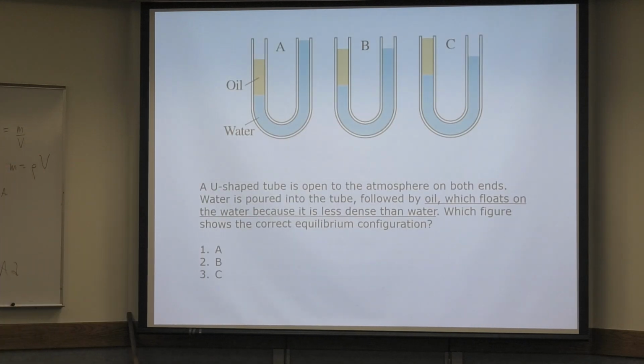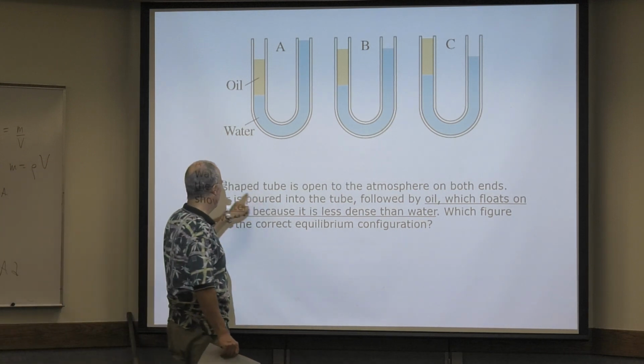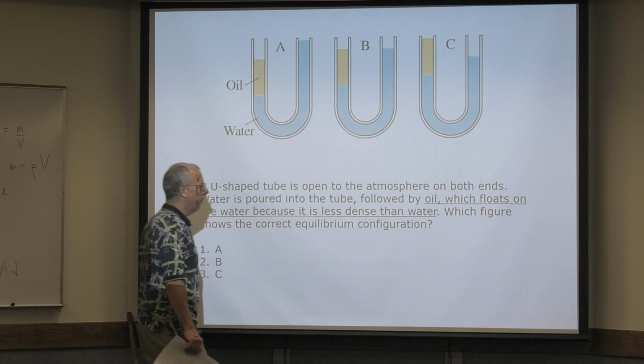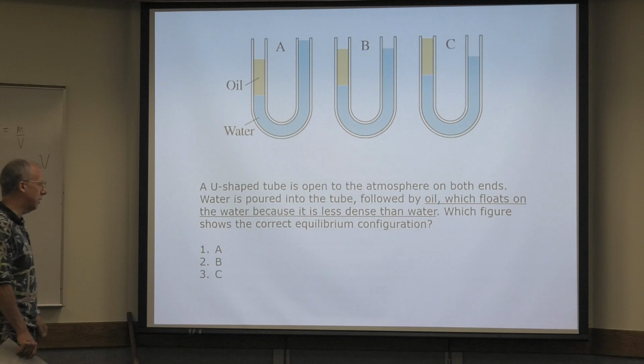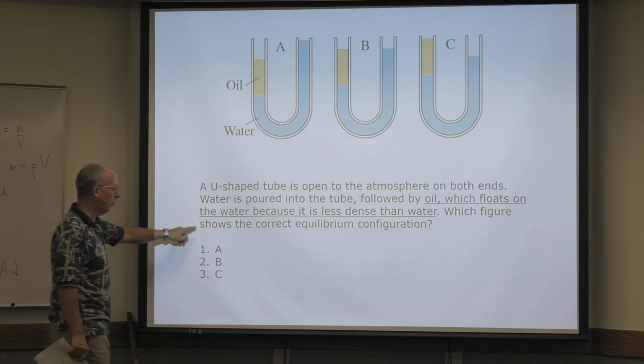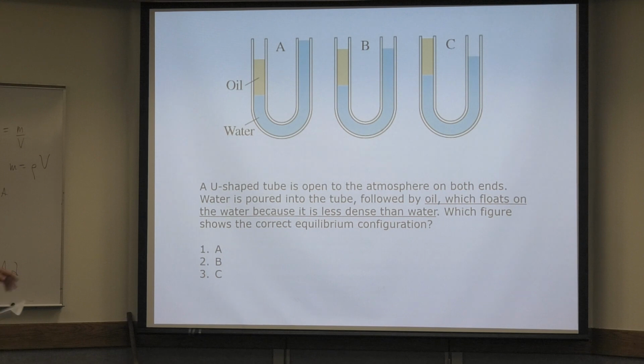All right, this is a tough question. A U-shaped tube is open to the atmosphere on both ends. You can see that. Water is poured in the tube, followed by oil. Now, oil floats on water because it's less dense than water. We'll talk about that later on. So the oil is floating on the water because it's less dense, rho. Which figure shows the correct equilibrium configuration? Pause your videos and figure it out.